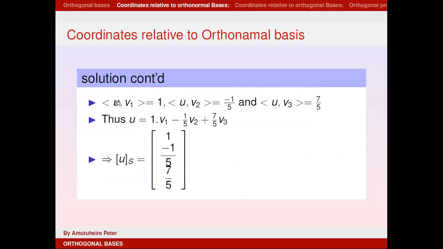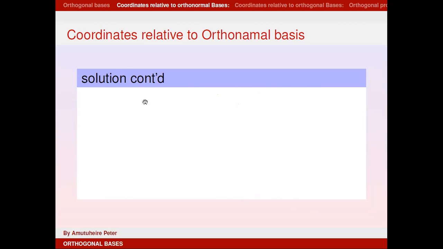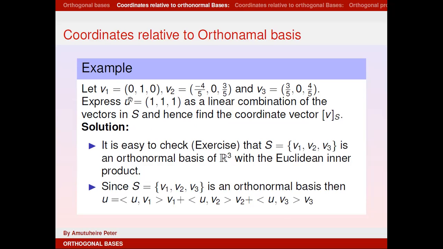So the inner product of U, V1, we can compute it. How do we get that? If U is this, so is V1. So we are taking the dot product of U and V1. It is going to be 1 times 0, which is 0, 1 times 1, 1, 1 times 0, which is 0, so we get 1. The inner product of U, V1 is 1.